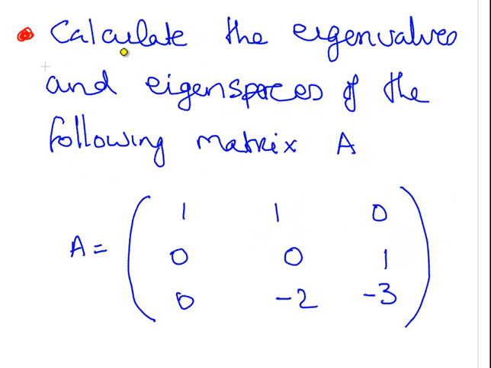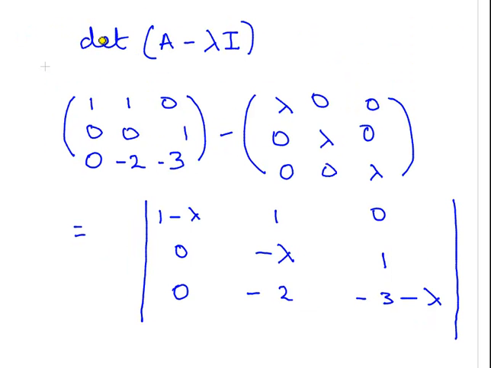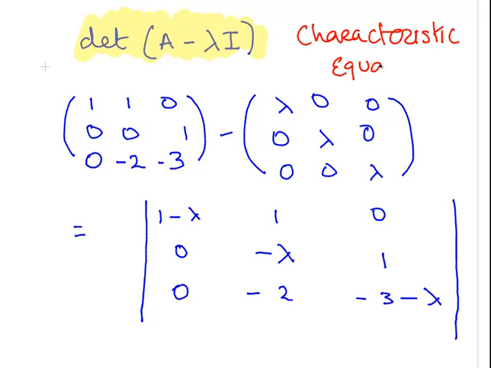Calculate the eigenvalues and the eigenspaces. That's a bit of a hint: you would say we're looking for the eigenvectors, but the eigenspaces is what we're going to get for the following matrix A. Here it is, A down here: 1, 1, 0, 0, 0, 1, 0, minus 2, minus 3. So first off, let's compute the characteristic equation. This helps us find the characteristic equation, and A is this part here.